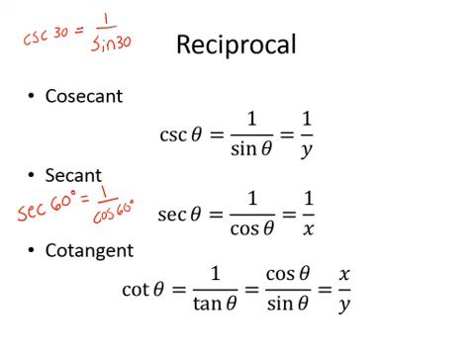So again, if we had, let's say, tangent of 0 degrees, oops, we want cotangent.